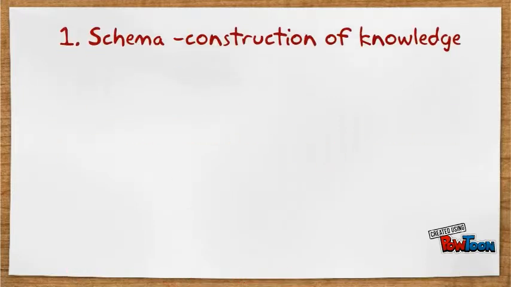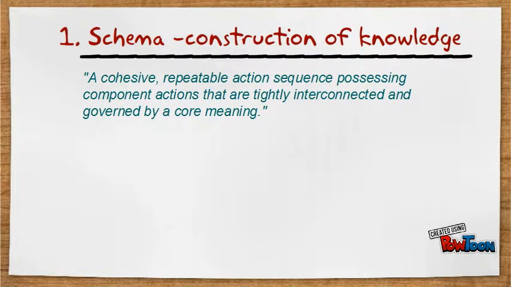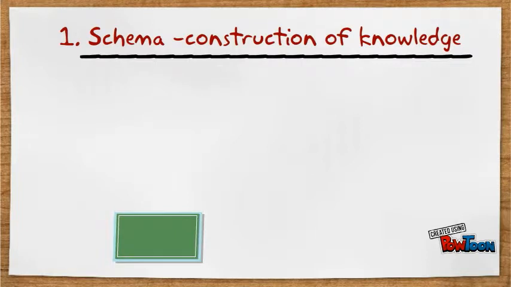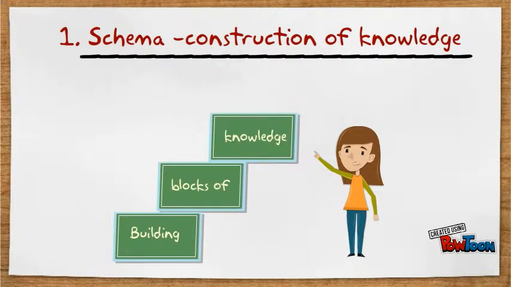The first component, schema, which is the construction of knowledge. A cohesive, repeatable action sequence possessing component actions that are tightly interconnected and governed by a core meaning (Piaget, 1952). In schema, knowledge is being created or constructed from what we already know. These are building blocks, where the previous block supports the new block of information.